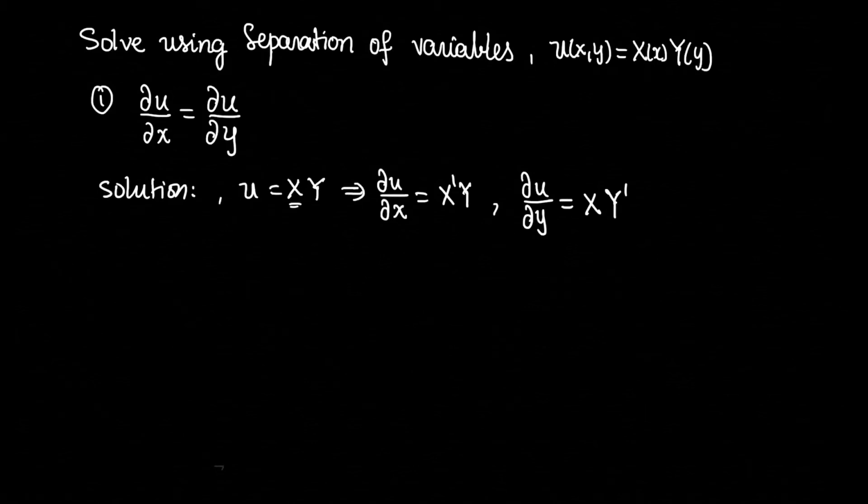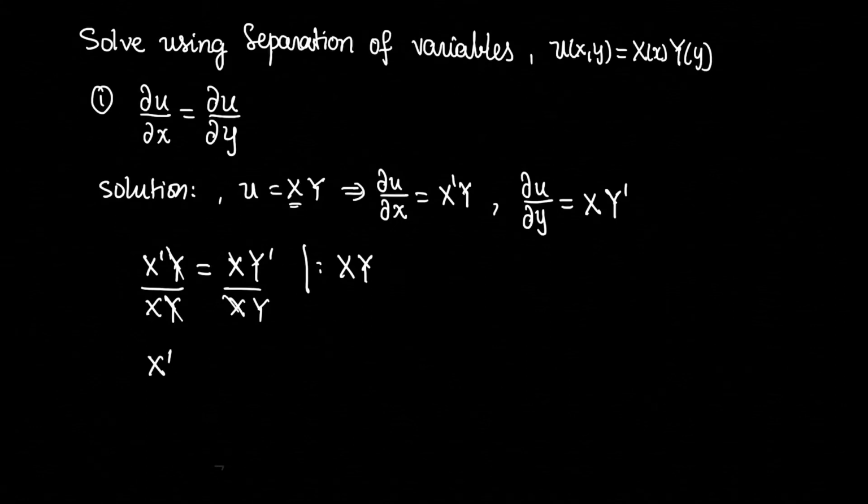Then I'm going to substitute into the equation we are solving. Then I have x times X prime Y equal to y times X Y prime. Okay, now I'm going to divide both sides by xy. I have xy here, and xy here. I cancel these, and then I end up with X prime over X equal to Y prime over Y. Now the name says using separation of variables, which means I need to separate.